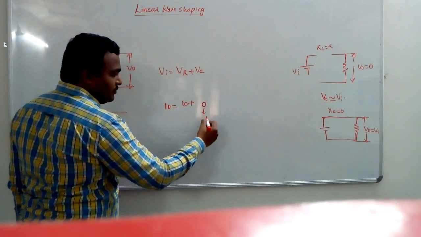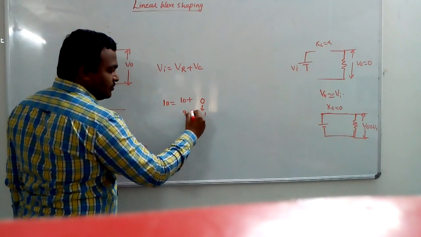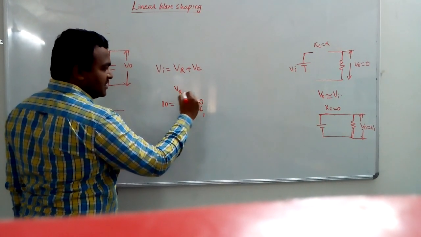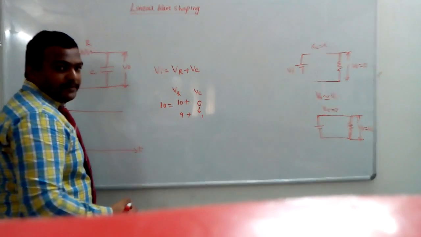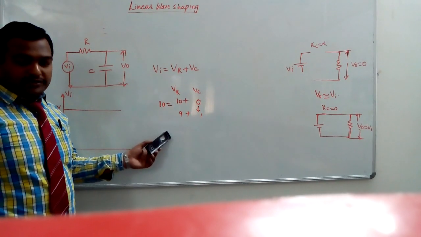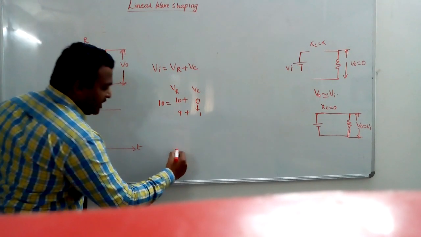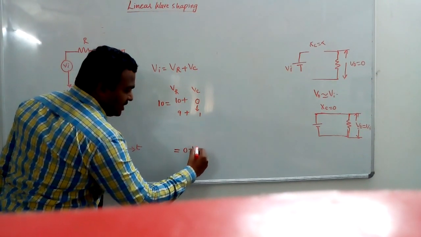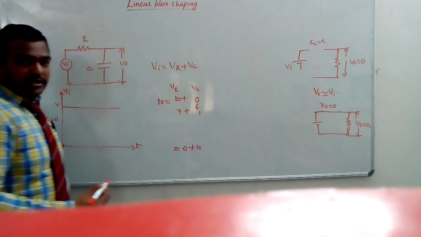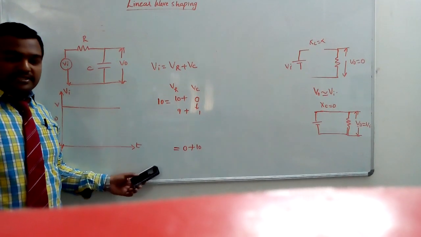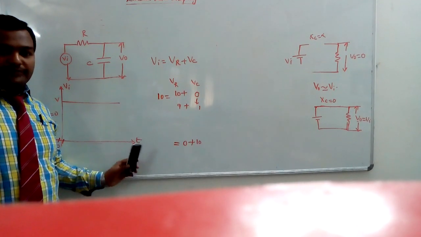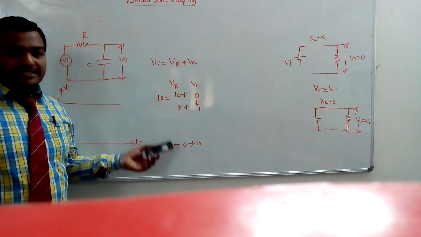This will change to 1 volt, then this will change to 9 volts. So this is the voltage across the resistor and this is the voltage across the capacitor. Then after t is equal to some 5 RC or 10 RC, the voltage across the resistor automatically comes to 0 and the voltage across the capacitor reaches 10 volts. It means that the capacitor charges to the maximum value of the input voltage for a large time constant.